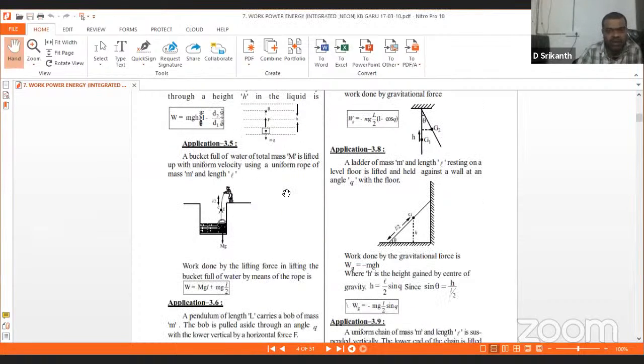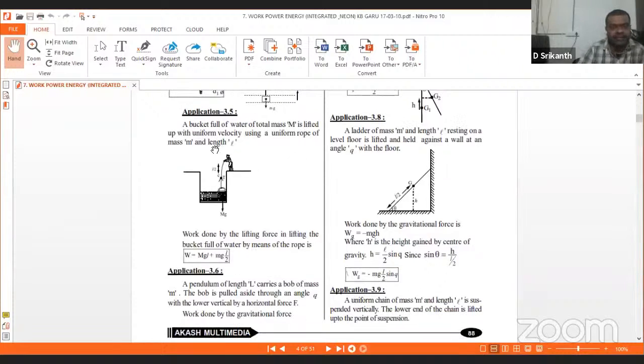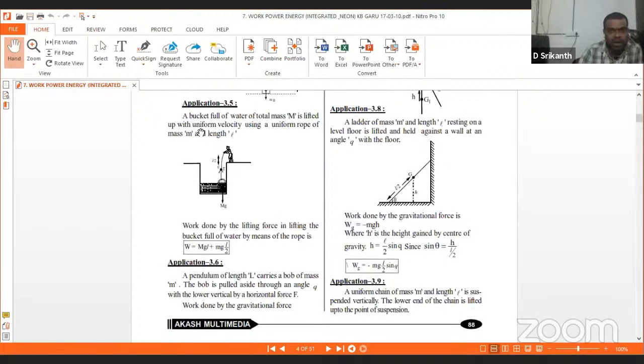A bucket full of water of total mass M is lifted up with uniform velocity using a uniform rope of mass m and length L. Now you see here, a man is pulling this bucket. The bucket has a mass capital M. I want to find the work done in lifting the bucket full of water by means of the rope. This rope length is L.